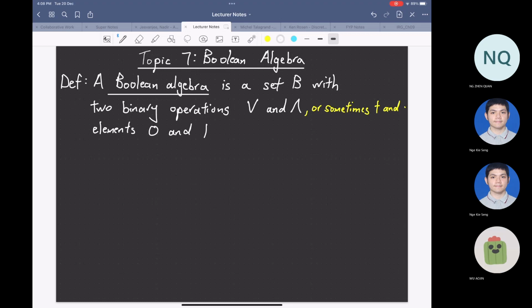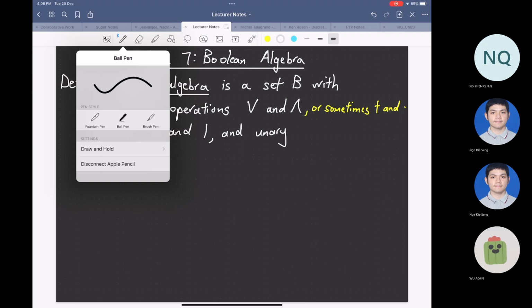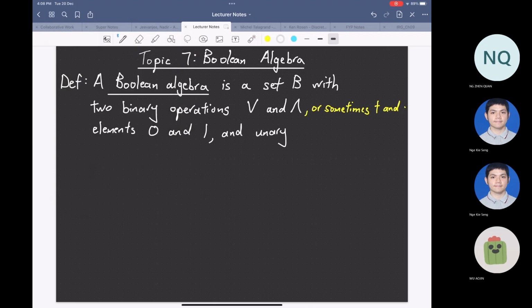And then one more operation is the unary operation. Unary means one. Think of university, which means all the different things joined together: uni is one, bi is two.